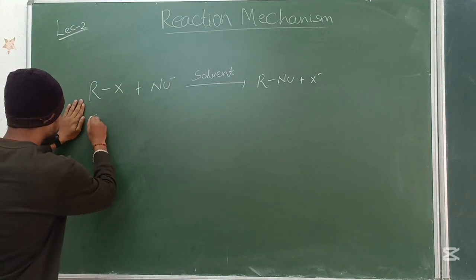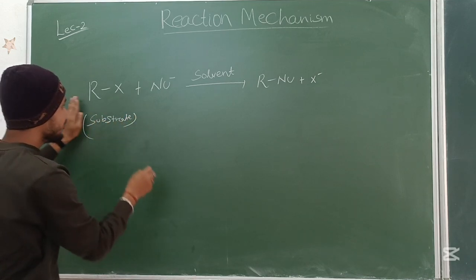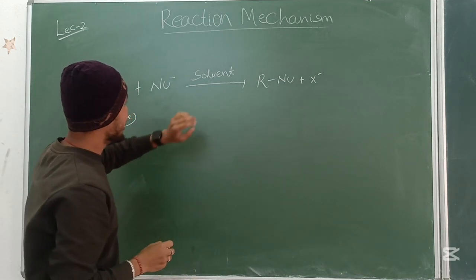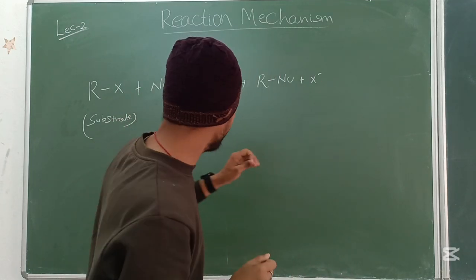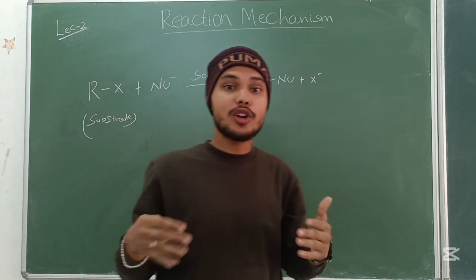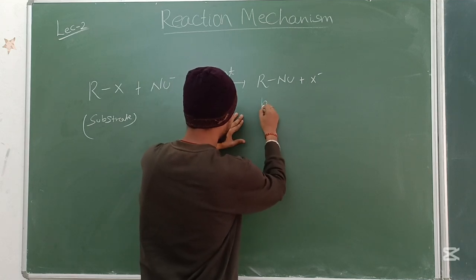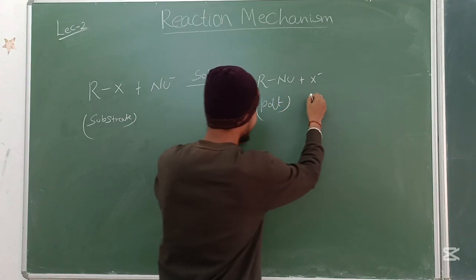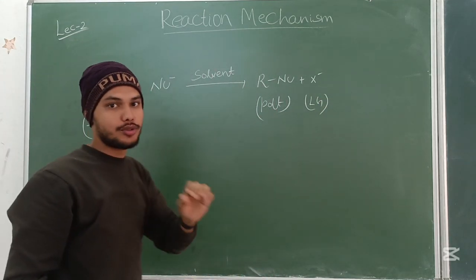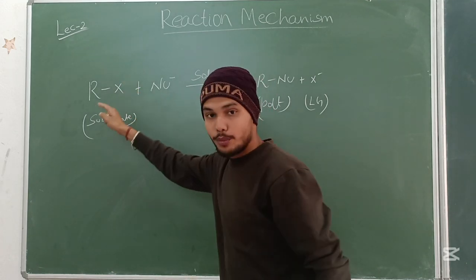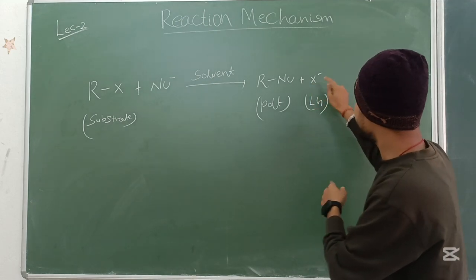If we take a recap, this is the substrate and this is the nucleophile, and the medium is the solvent medium. So why is the solvent medium given? The solvent medium is given to make the reaction more feasible, and then it forms a product. This is the product, and this is the leaving group. So it is the basic mechanism of a substitution reaction. One nucleophile comes and substitutes in the position of X and leaves it out. So X is the leaving group.